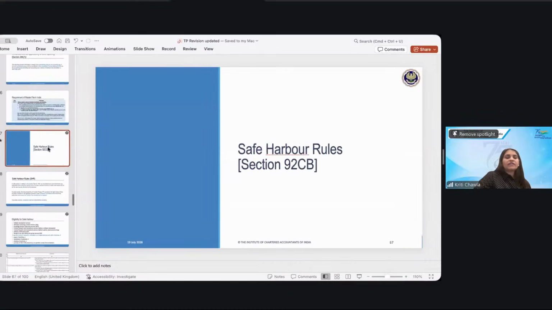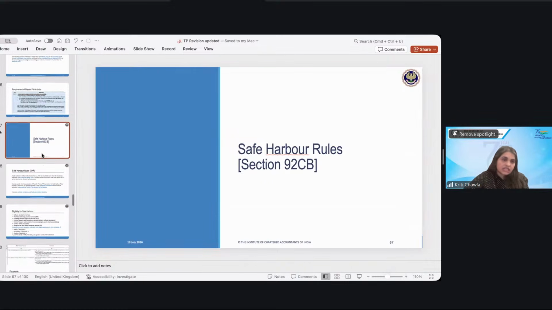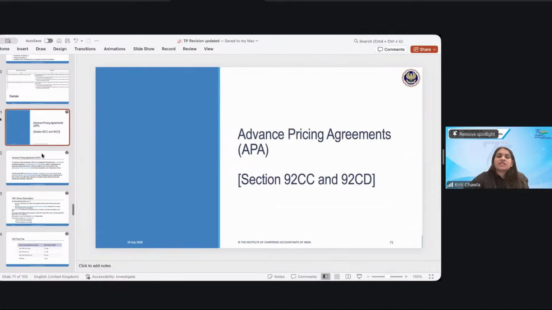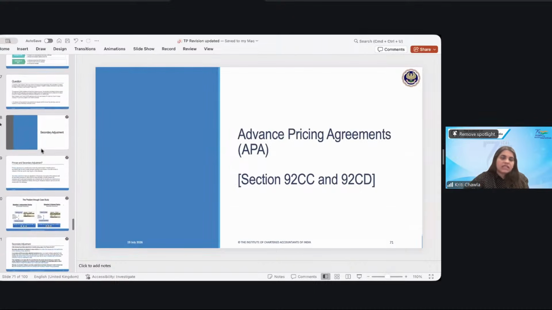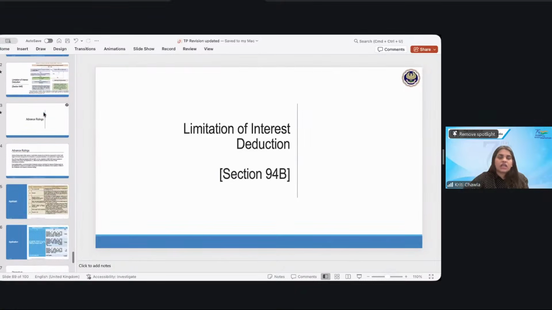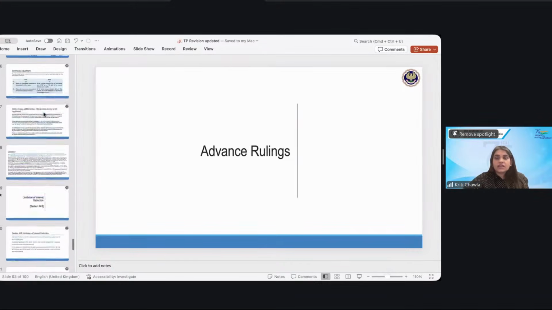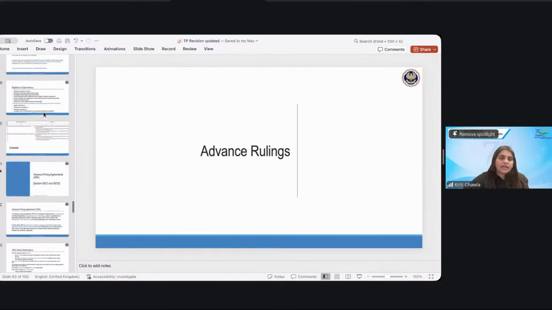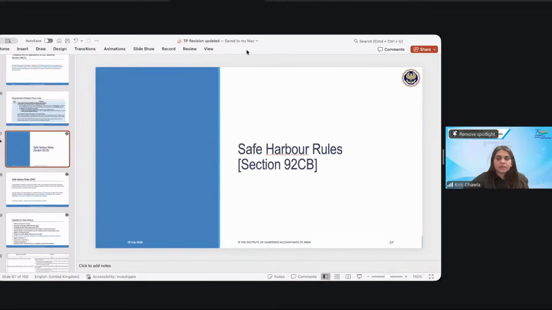Now, the next topic that we have for today is basically safe harbor rules, which is coming from section 92CB. What we'll do is we'll take a 15-minute break, and then we'll come back and discuss safe harbor rules. We'll discuss advanced pricing agreements, APAs. Then we'll discuss secondary adjustment, and finally we'll discuss limitation of interest deduction, and then advance ruling. So we'll take a 15-minute break and come back and discuss all these topics, starting with a 15-minute break.